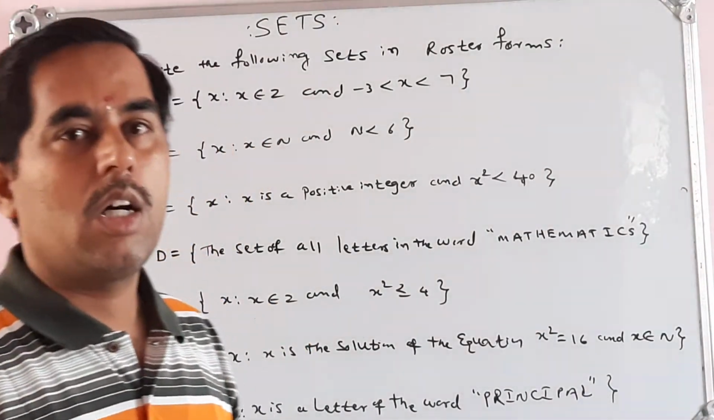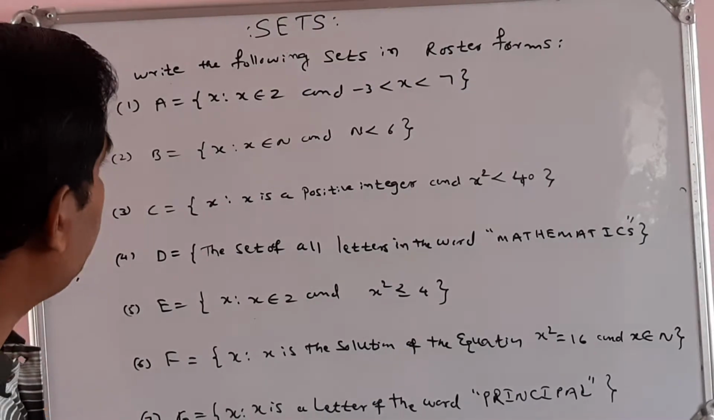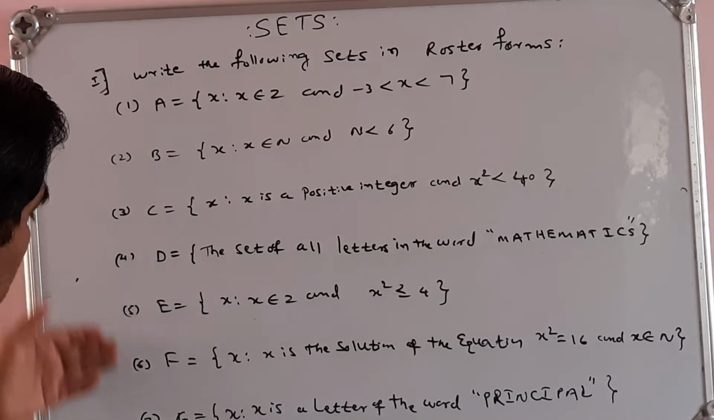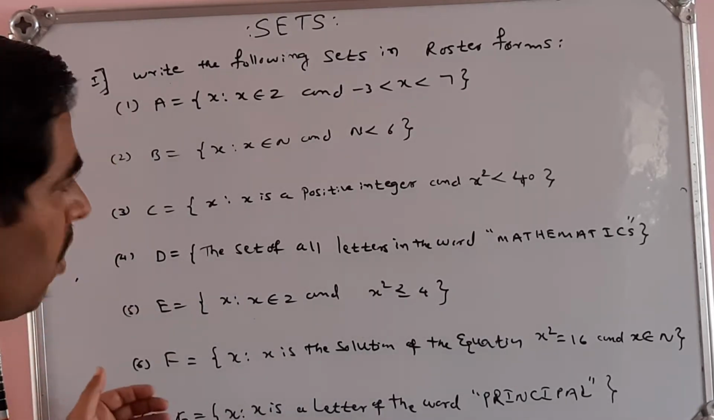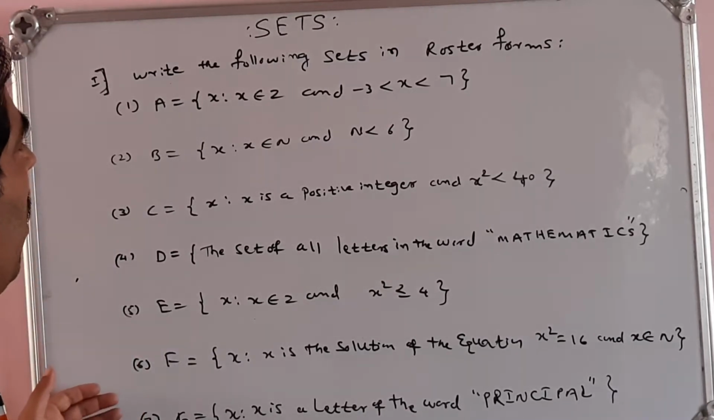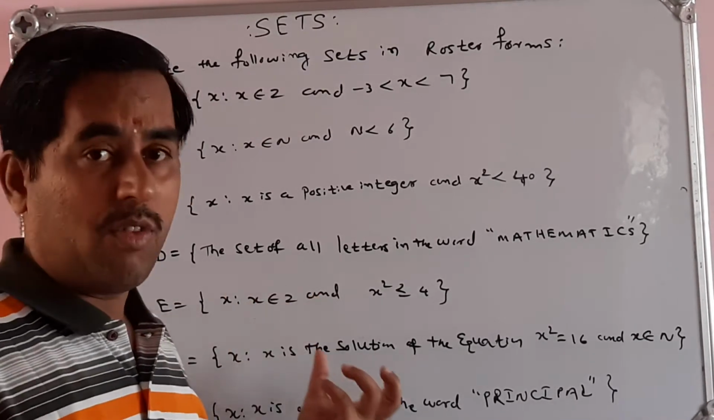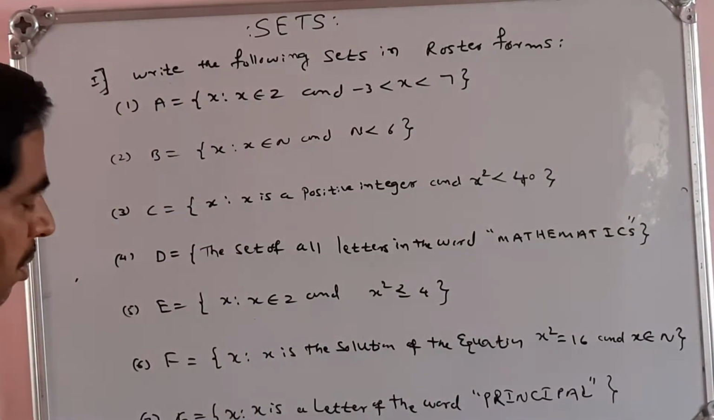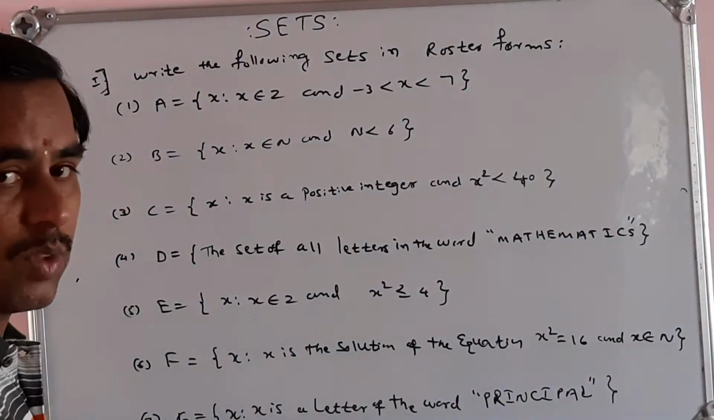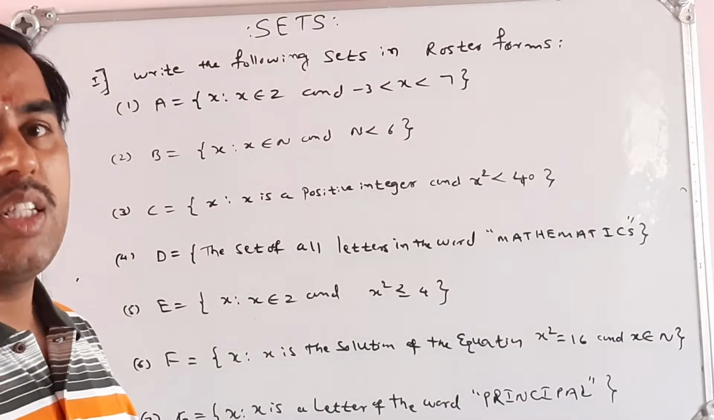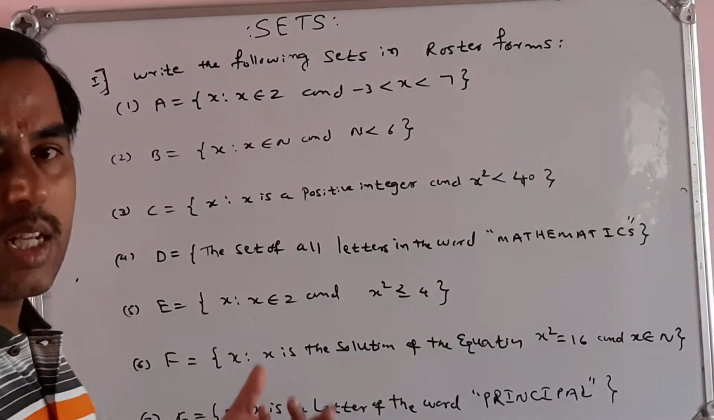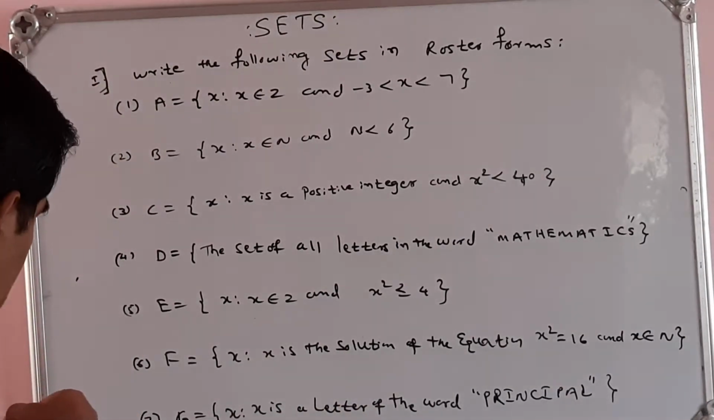So in this class, let us consider some examples. Okay, see, write the following sets in roster forms. Here I have considered 7 examples. All these 7 examples are written in set builder form or rule method. So we have to convert all these into roster forms. Roster method or roster form means we have to write the elements. In all the sets, one property is explained. So let us go through the examples here.